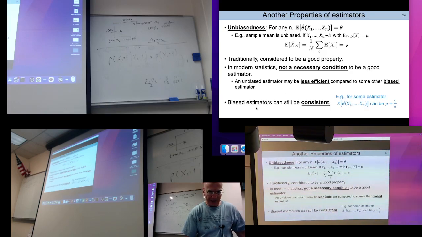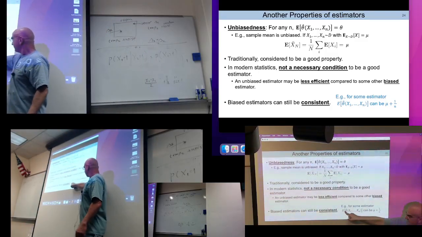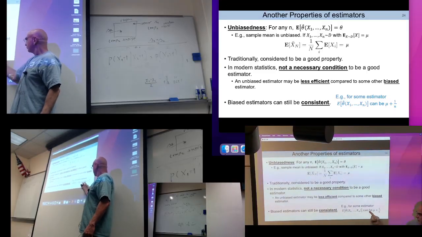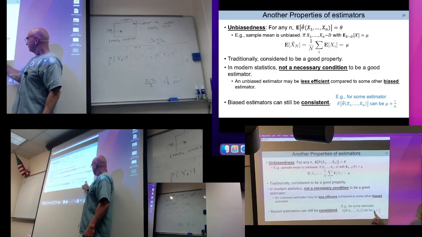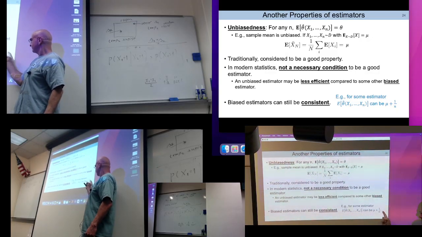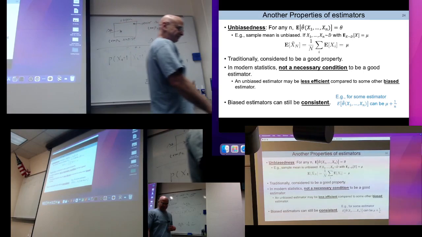So a biased estimator, and that sounds paradoxical, can still be consistent. When n goes to infinity, you are estimating the real value, but it could be, and it's not hypothetical, that this expected value is mu plus 1 over n, where n is the sample size. So you're always overshooting the actual value of mu.